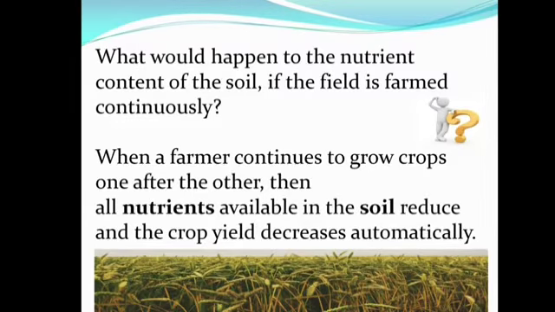When a farmer continues to grow crops one after the other, then all the nutrients available in the soil reduce and the crop yield decreases automatically. So once the farmer is using that field and growing crops one after the other, all the nutrients available in the soil will get reduced, and there will be a decrease in the crop yield automatically.